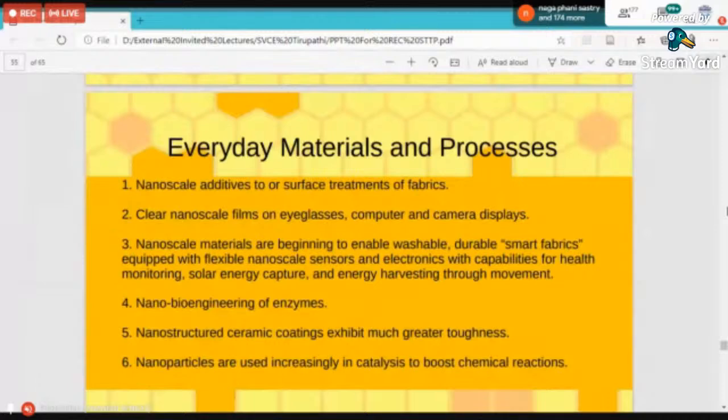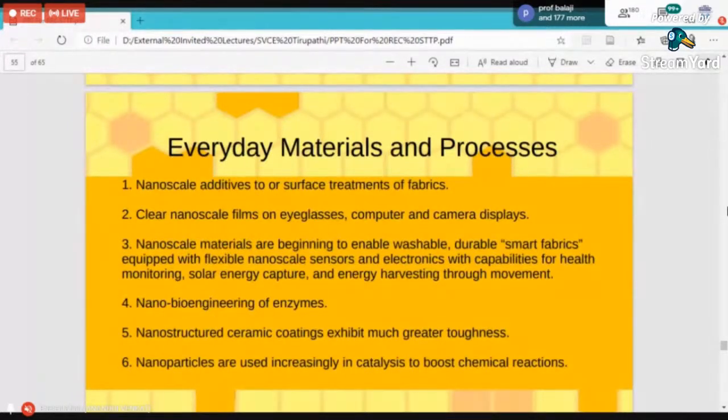The clear nanoscale films on eyeglasses increase the clarity. Now, regarding the different types of eyeglasses, whoever is using eyeglasses may know how the eyeglasses are prepared, and the many coatings: anti-radiation coating, you can say anti-glaring.